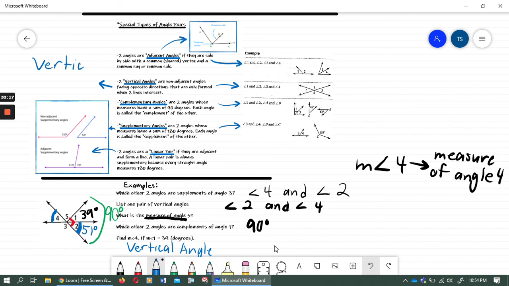Let me just write always congruent, because I got to go. I don't want this alarm to go off on me. Vertical angles, guys, are always congruent to each other. So if one of these angles is 51 degrees, that means that the other angle here has to be also 51 degrees.